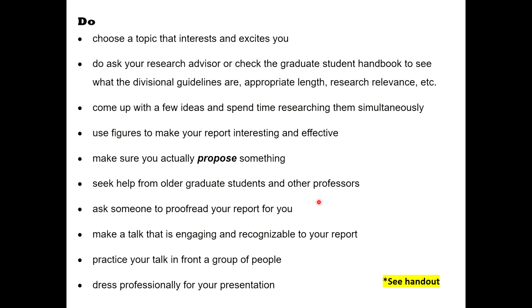Practice in front of a group of people. My students tell me that when they get their friends together and they practice their OP, they usually get harder questions than they did from their committee.